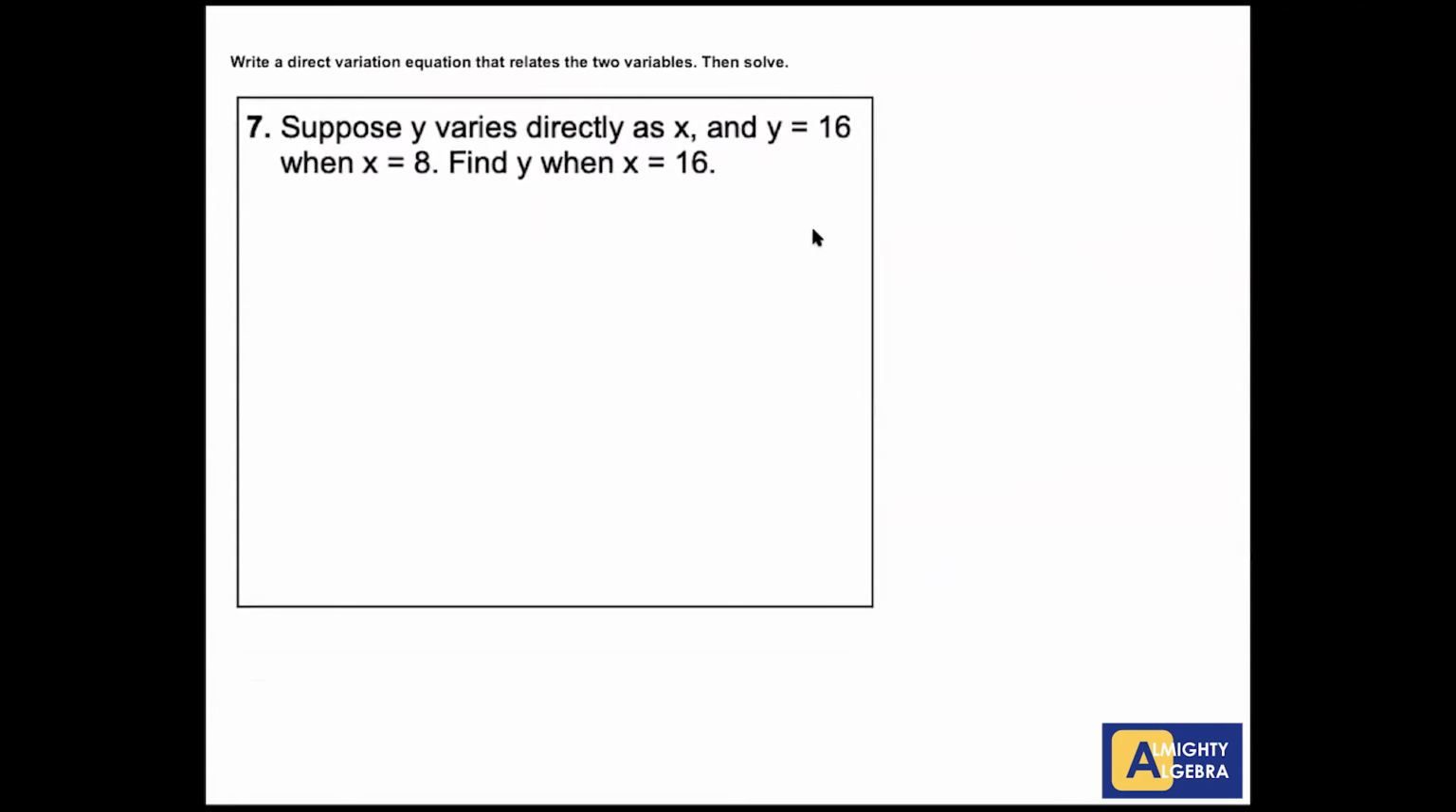The next example that I'm going to be working out for you is question number 7. The directions for question number 7 ask you to write a direct variation equation that represents the two variables, then solve. Number 7 says, suppose y varies directly as x and y equals 16 when x equals 8. Find y when x equals 16.